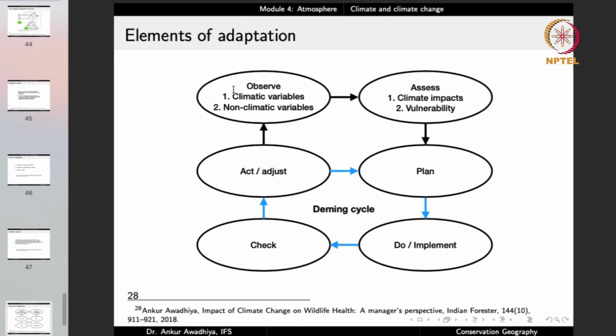So we look at climatic variables and non-climatic variables, make an assessment of the levels of impact and the vulnerability of various societies, plan an adaptation, implement the plan, check if the plan is working or not, and then adjust the plan so that this cycle can go on and on. So this portion is known as the Deming cycle or the PDCA cycle, plan, do, check and act, PDCA. And this portion goes on, and this portion is substantiated through observations and assessments that are done time and again.